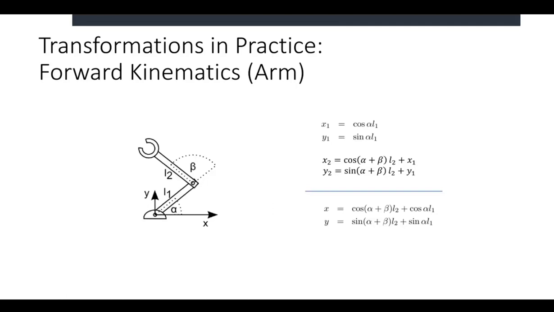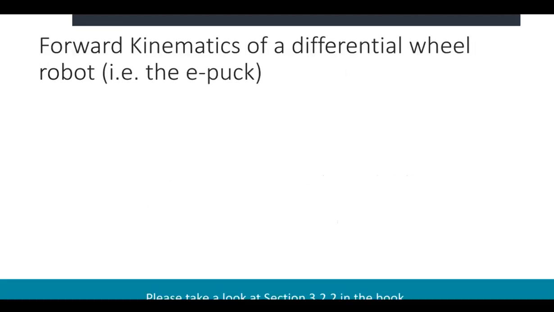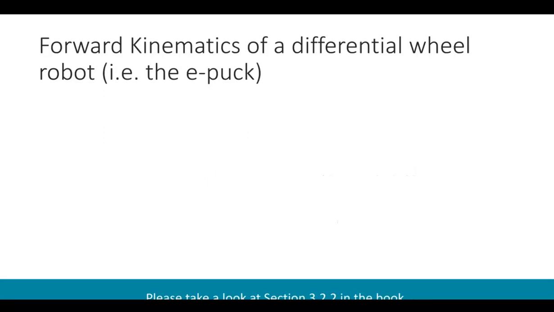Okay, so this is forward kinematics for an arm. And usually this is fairly intuitive for folks. It's a pretty straightforward application. But what about for a differential wheel robot like the epoch? So we call the epoch a differential wheel robot because it has two wheels and they're independently actuated.